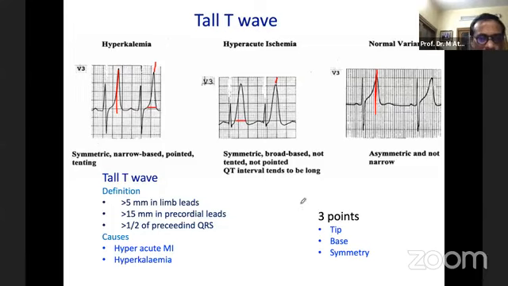And symmetry: both are symmetrical, but compared to normal, where the T wave should be asymmetric. So these are the 3 points: the tip, the base, and the symmetry. These 3 points should be considered for differentiation between the tall peaked T wave in hyperkalemia and hyperacute ischemia. So for a tall peaked T wave, there are 2 causes, hyperkalemia and hyperacute ischemia, and these are the points by which we can separate the two.